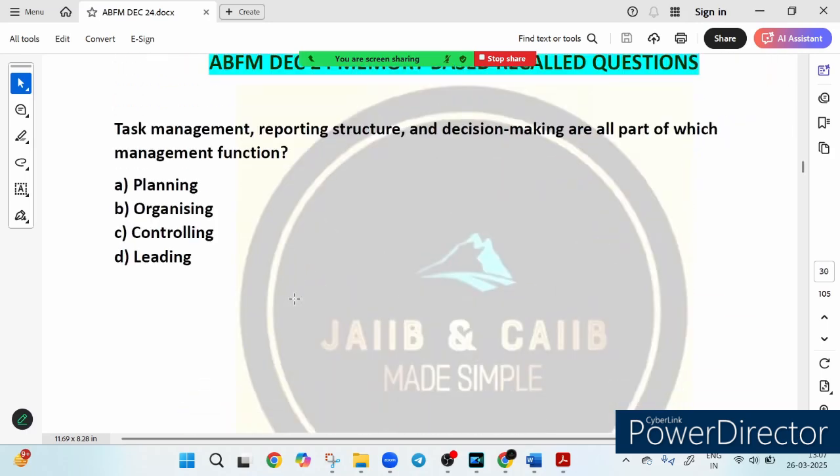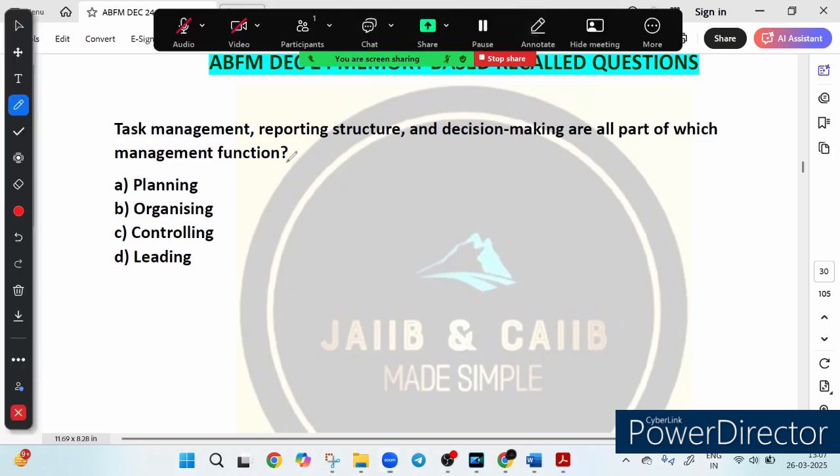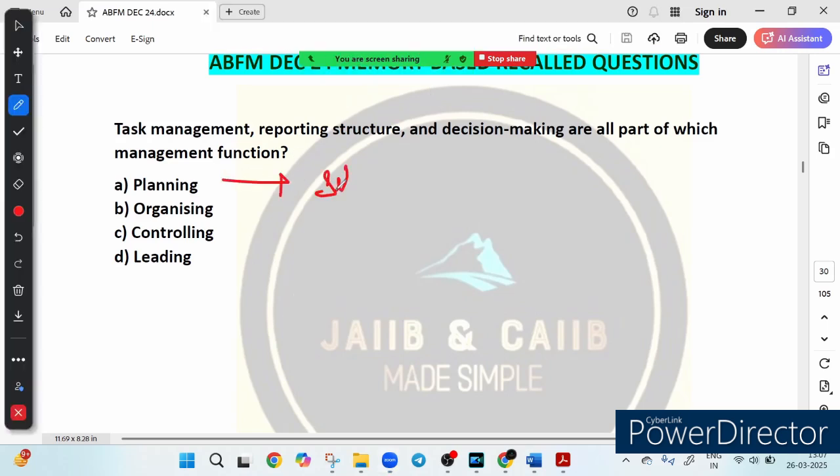The next question is: task management, reporting structure, decision making, part of which management process? Very good question. What about the first option, planning? Planning is all about setting goals, right, and deciding how to achieve them. For example, suppose you want to open a new cafe. Planning is deciding what kind of food you will serve, the budget, and where to open the cafe. But it does not decide who will do what work and who will report to whom. So here it is task management, reporting structure, and decision making.